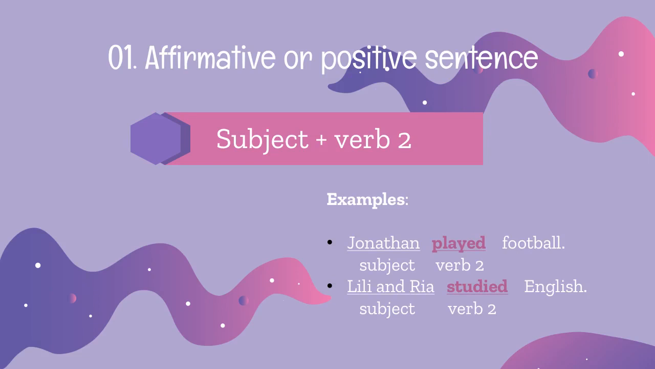Jonathan played football. Jonathan is the subject. Okay, and then use verb 2. Jonathan played football. Played. That is verb 2 or the past verb. It has an additional ed at the end of the word. And then, Lily and Ria studied English. Lily and Ria, they are the subject, and studied is verb 2. Okay, get it? Yeah, remember, an affirmative or positive sentence is subject plus verb 2.